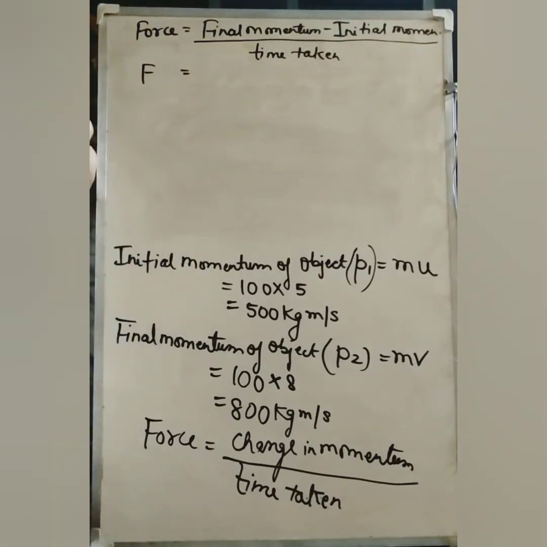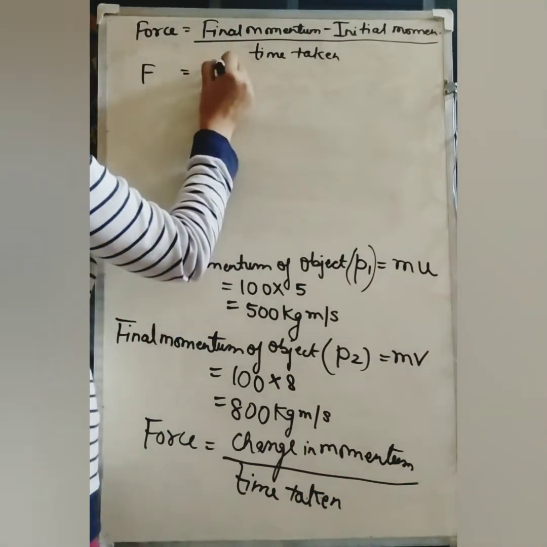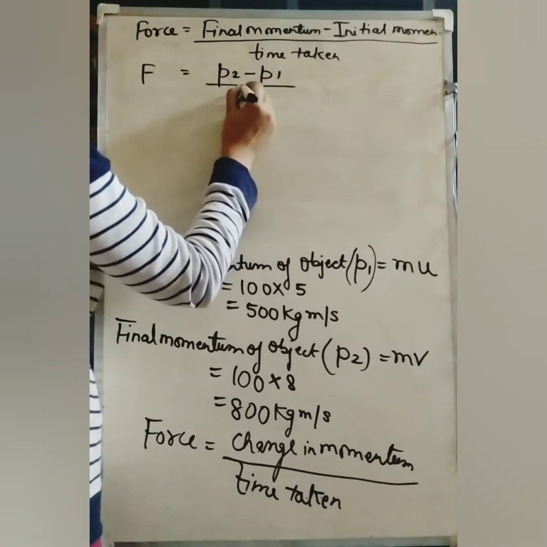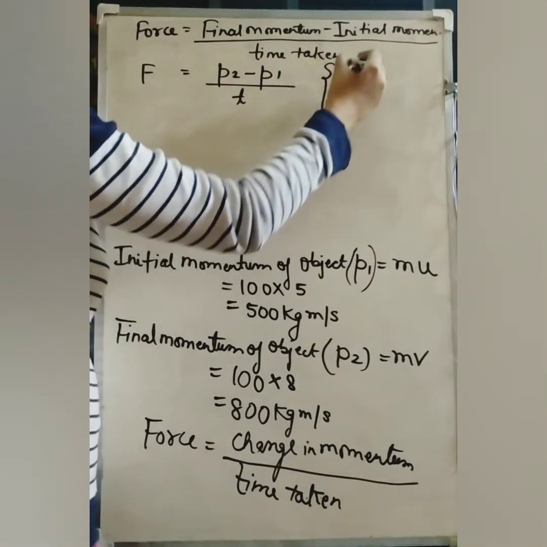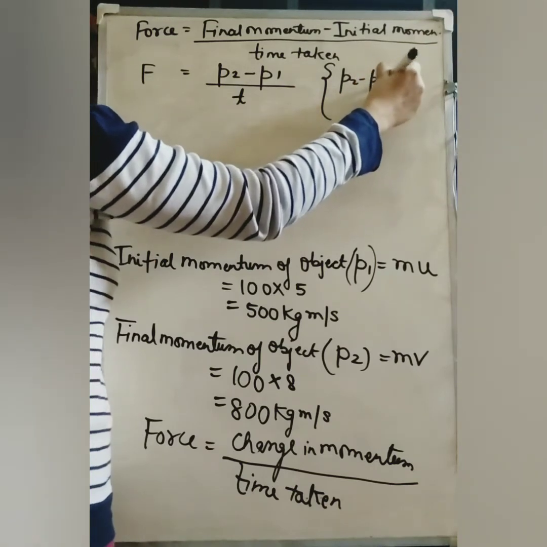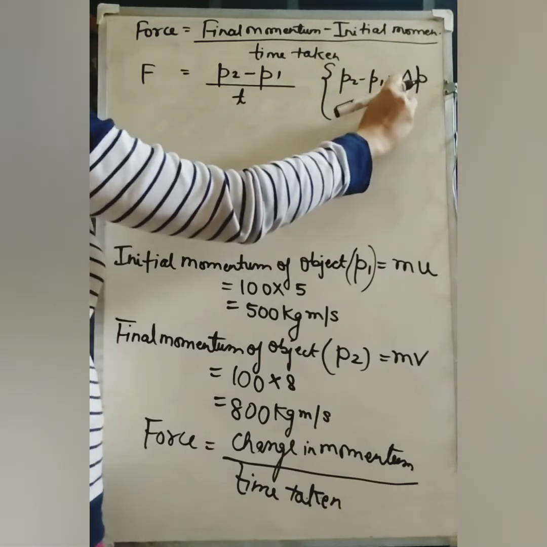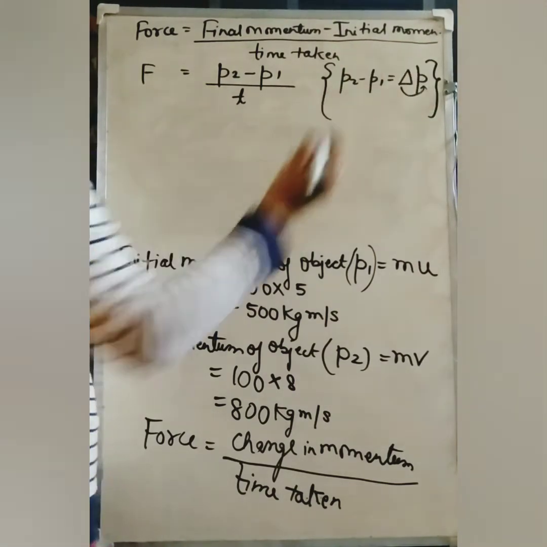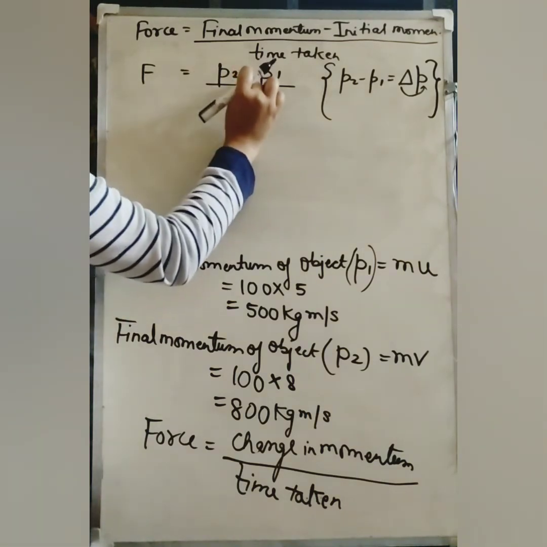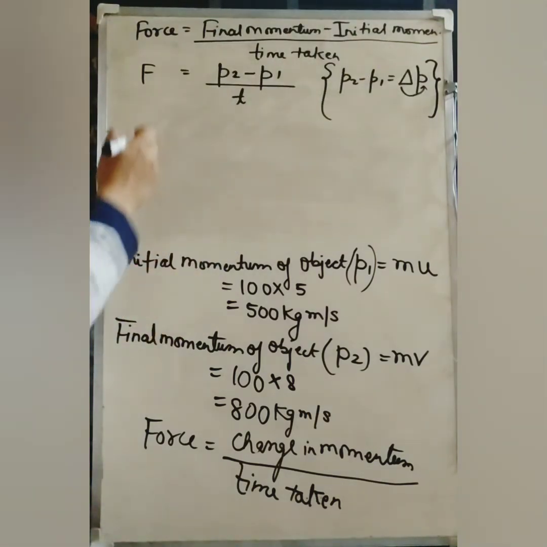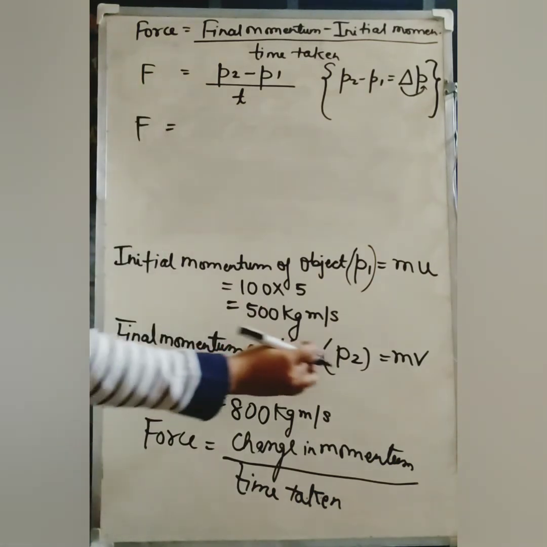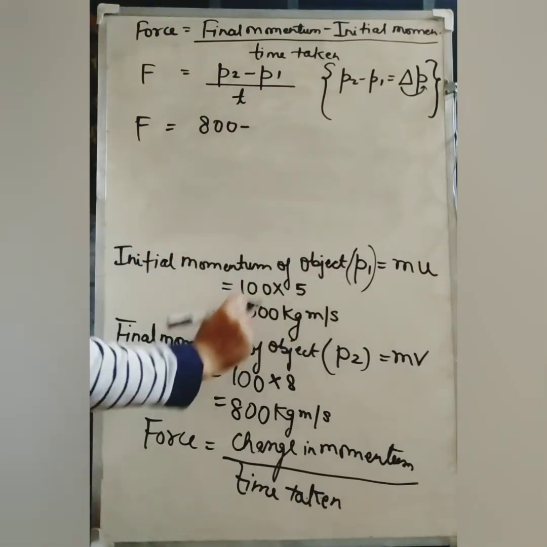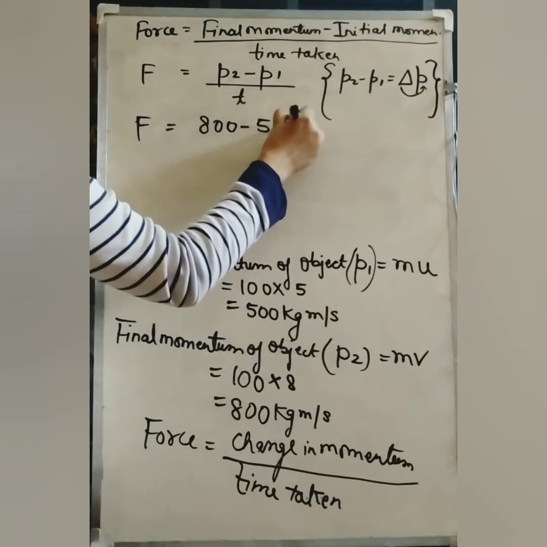So what is final momentum? Final momentum is P2, initial momentum is P1 and time taken is T. See students, this P2 minus P1 can be represented as delta P. Delta in physics represents change, and change in momentum. So in place of P2 minus P1 you can simply write delta P also. So we have all the values now. The value of P2 is 800. The value of P1, that is initial momentum, is 500.